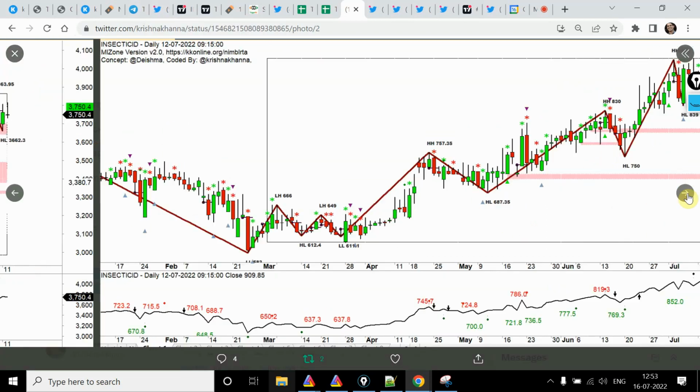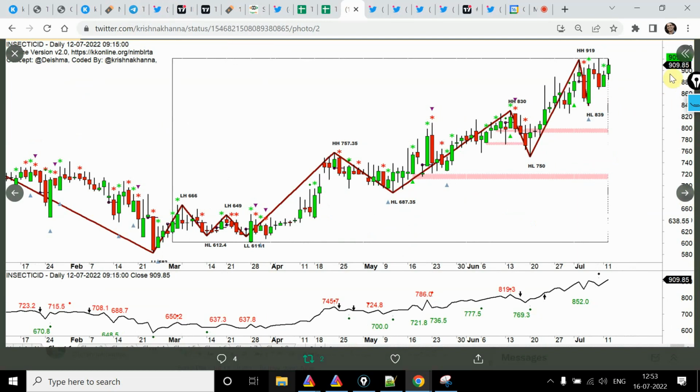Similarly, if you see other stocks, Insecticide. It was 909 on that day. Again, you see a higher high and a higher low, so there's a gap of 9 points, 9 rupees of gap over here. It took support and moved up, and it kept moving upward only. So where would I like to take an entry? I would probably take an entry above 919.